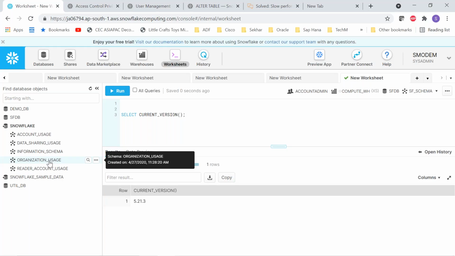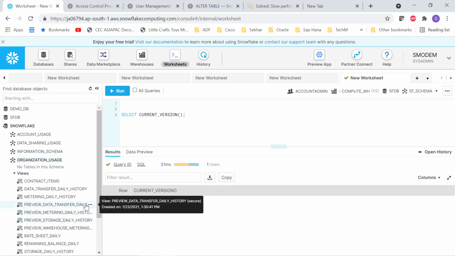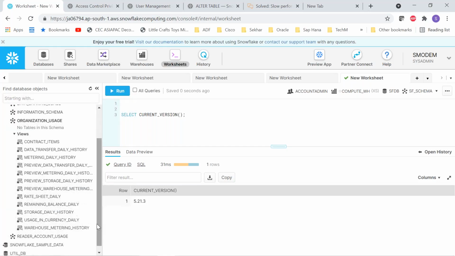So this is regarding the organization part of it, and it has all the daily usage data. These views will give you the details on all the accounts that you have set up. If you have set up four accounts, it summarizes from these four accounts and gives you an overall picture. This is called organization usage.